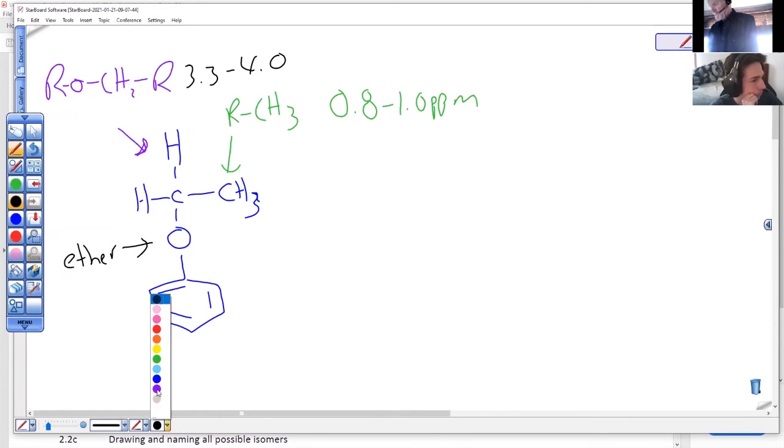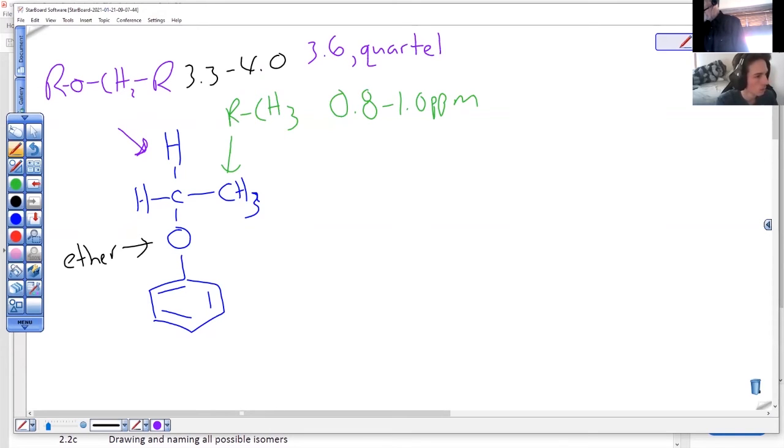say we'll see a peak at, say, the middle of that range. Middle of the range is 3.6. And why would it be a quartet? That's a separate question. It has nothing to do with being an ether. It has to do with the fact that next door on the vicinal carbon, there are 3 neighbors. 3 plus 1 is 4. The name of the pattern with 4 peaks in it is a quartet.